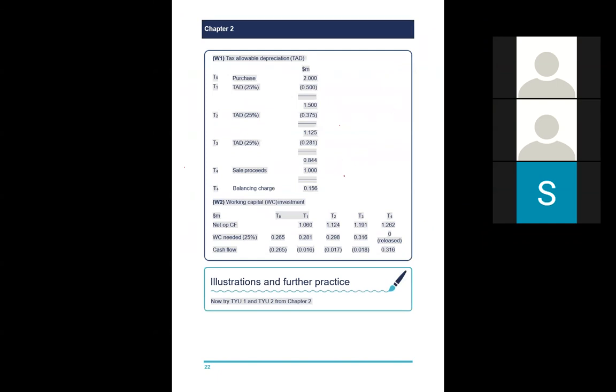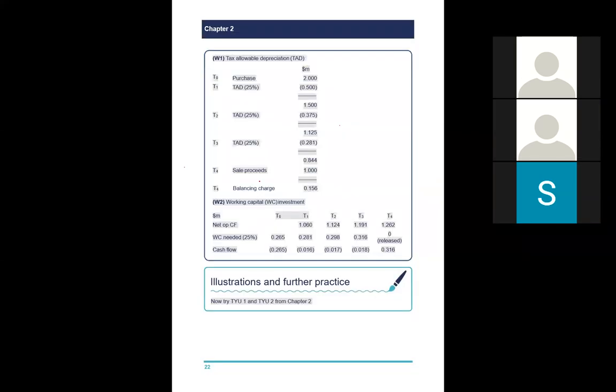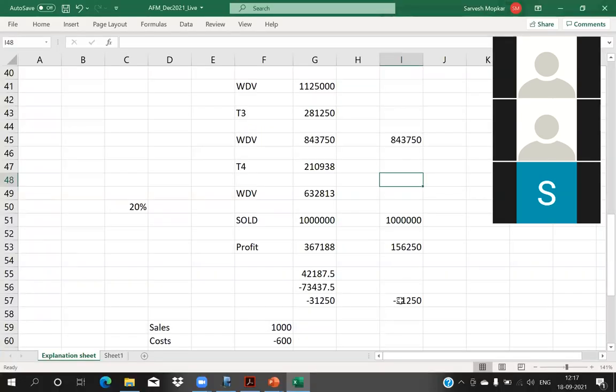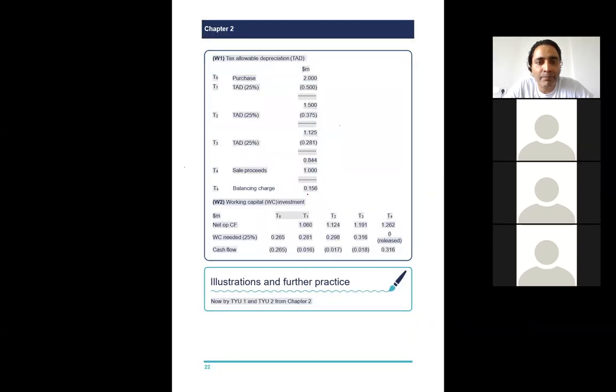Question, ये रहा. So this 0.156, जो मेरे यहां पे आया, 156,250, final profit जो है, जिसको एक बड़ा अच्छा नाम दिया गया है, balancing charge. Balancing charge is the net amount on which you have to pay tax. Remember, balancing charge doesn't save tax. Balancing charge, you'll have to pay tax. ठीक है? तो last year में T4 में आपको tax pay करना पड़ेगा on 156,250, that is 0.156.